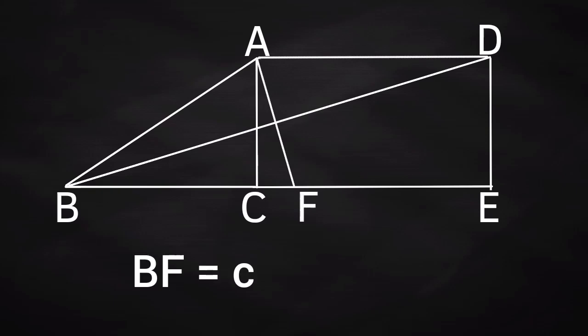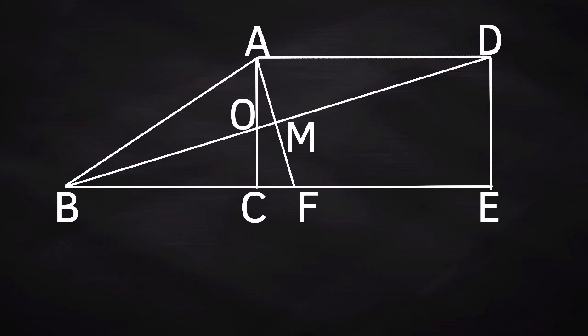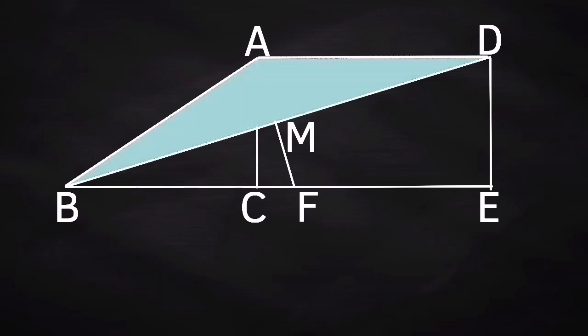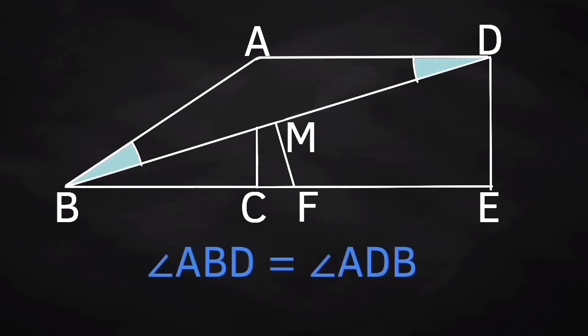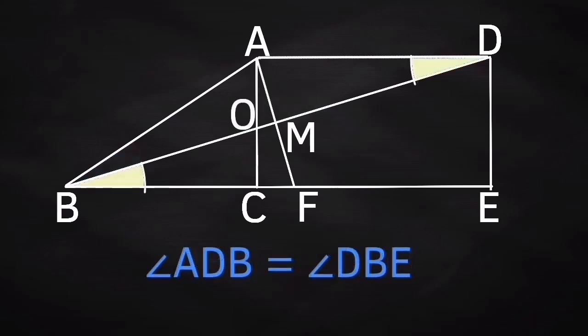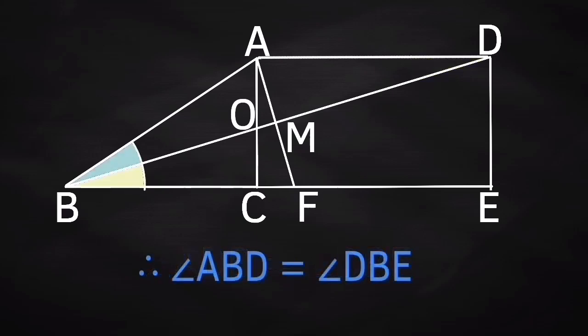With these constructions in place, we are now in a position to deduce several facts which will help us to prove the sought result. First, consider triangle ABD. Since AB equals AD by construction, angle B equals angle D. This, of course, follows from symmetry. Also, since AD is parallel to BC, which is also by construction, angle ADB equals angle DBE. From these two equations, we get angle ABD equals angle DBE.